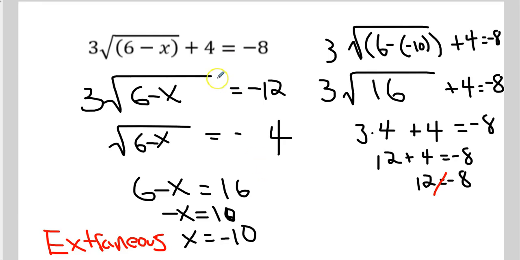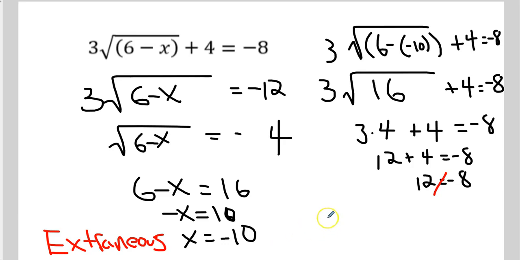Solving for x, subtract 4 from both sides. We get negative 12. Divide by 3 to cancel out the 3. We get negative 4. Square both sides. We have 6 minus x is equal to 16. Subtract 6 from both sides. We get 10. And to get rid of the negative, we just move it to the other side. So we have x is equal to negative 10.